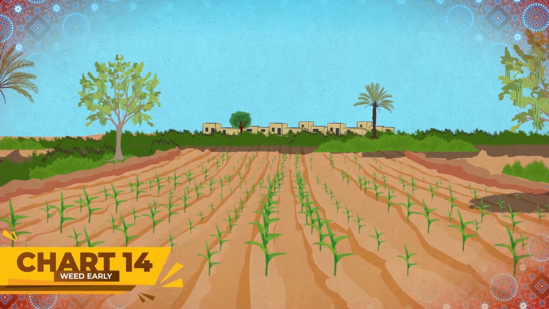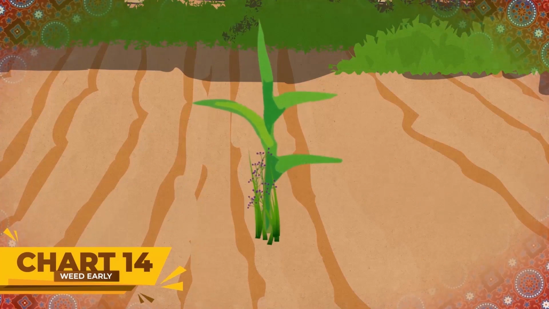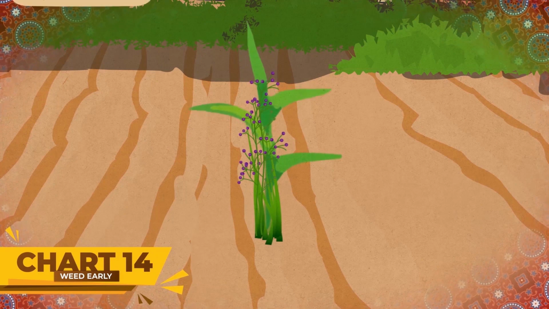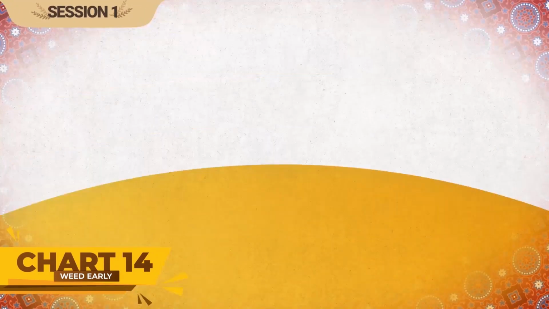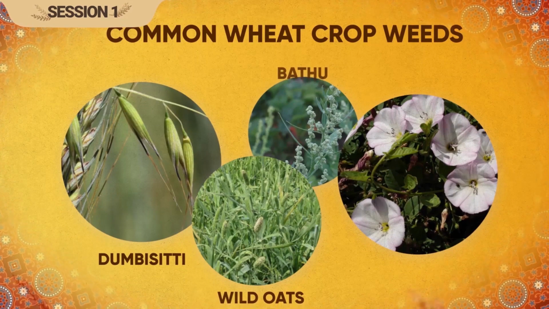Weed early. Weeds compete directly with the plants and reduce crop yield. If weeds are not controlled, then crop production can be reduced by 14 to 25%. Common wheat crop weeds are Dumbi Sitti, wild oats, Bathu, Lehli, etc.